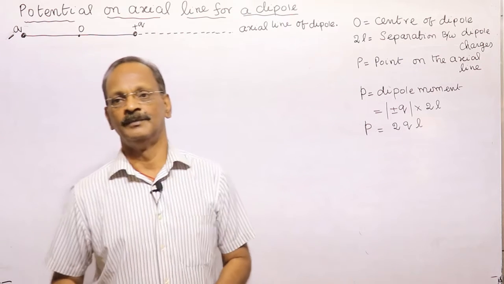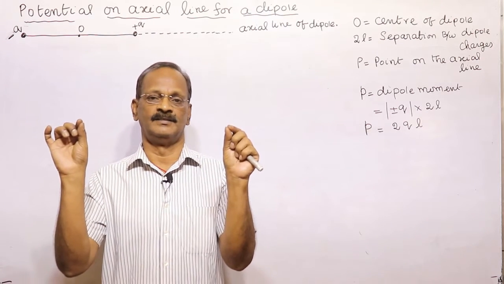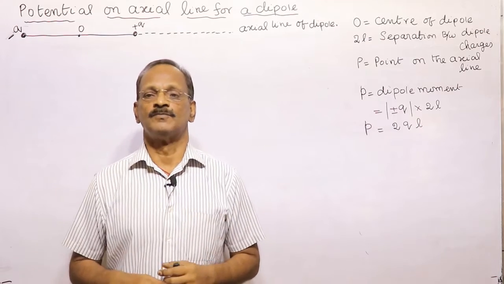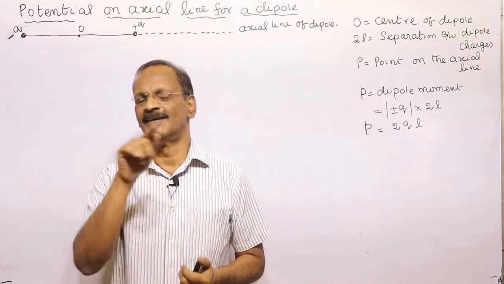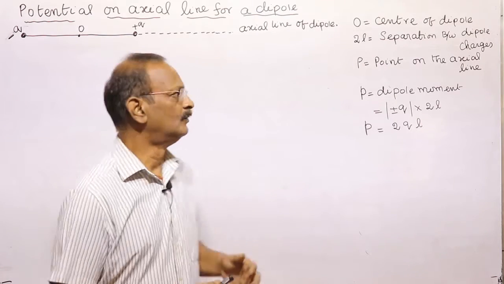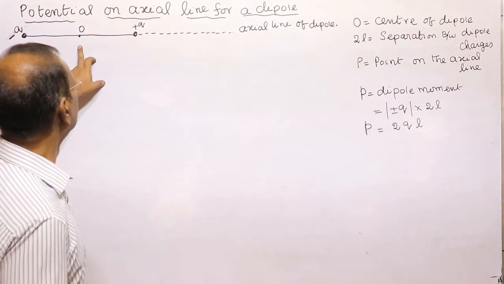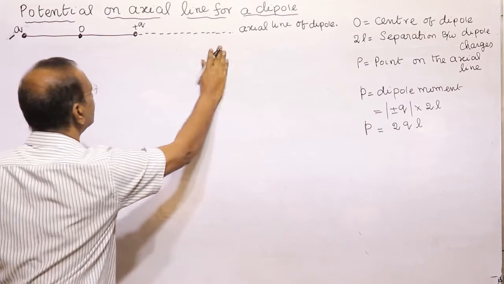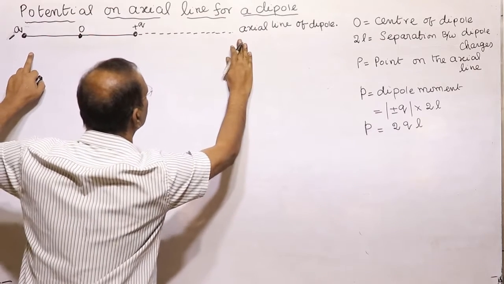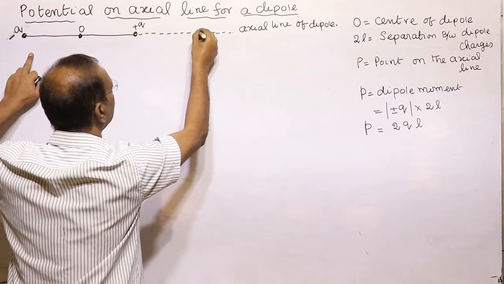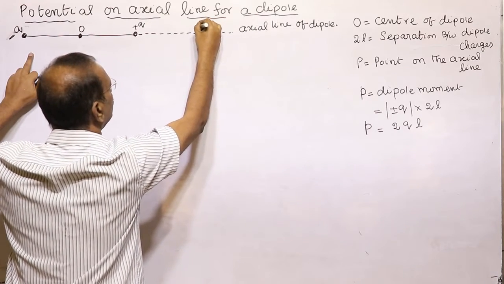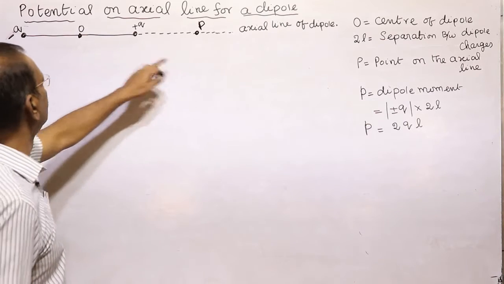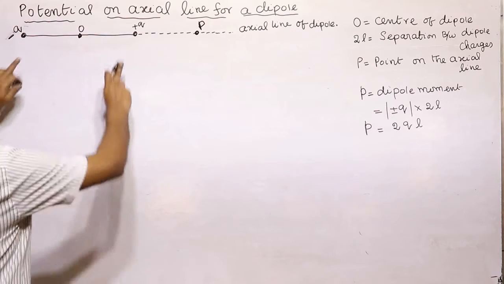We all know a dipole is two equal and opposite charges separated by a small distance. We call it 2L. So O is the center of the dipole, and this is the axial line along the axis of the dipole. This is the axial line at point P. At point P, we want to know what is the potential due to this dipole.